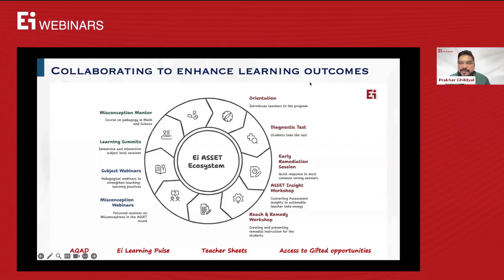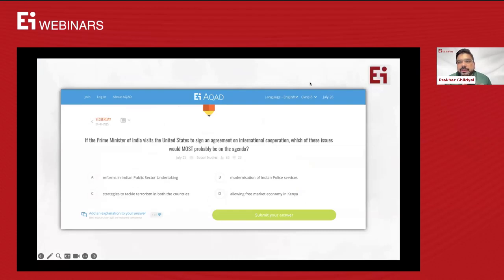So Saloni, this is the asset ecosystem. And if you look at the bottom of it, asset question a day, learning pulse, which is a newsletter, teacher sheets, and gifted opportunities. These are parts of the asset ecosystem. If you ask me what can I start with, I recommend everyone, and this is available for free, go to www.aqad.in. My Faz can give you the link on the chat box. Register here. Every day you will have access to one question. Take it to your classroom, put it in your worksheet, and use it to foster critical thinking.